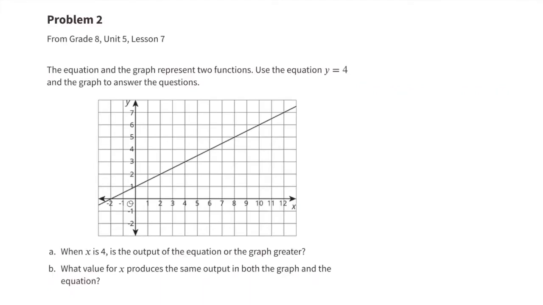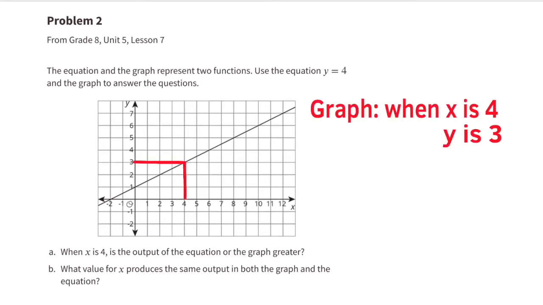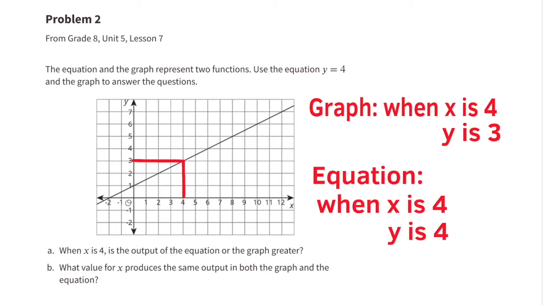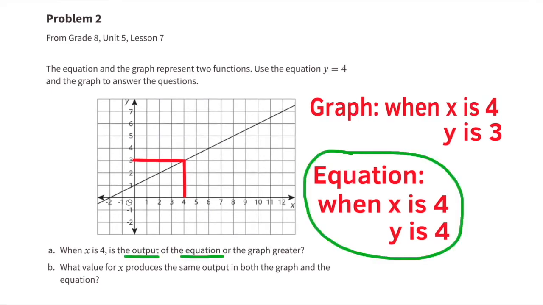Problem number 2 from 8th grade, Unit 5, Lesson 7. The equation and the graph represent two functions. Use the equation y equals 4 and the graph to answer the questions. A. When x is 4, is the output of the equation or the graph greater? Looking at the graph, when x is 4, y is 3, or when the input is 4, the output is 3. For the equation, when x is 4, y is 4. When the value of x is 4, the value of the output is greater for the equation than it is for the graph.